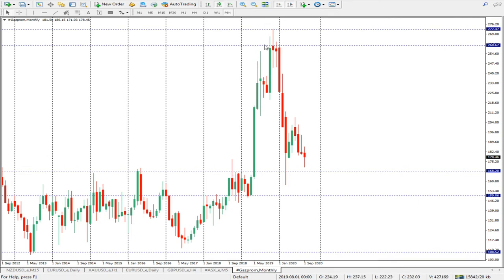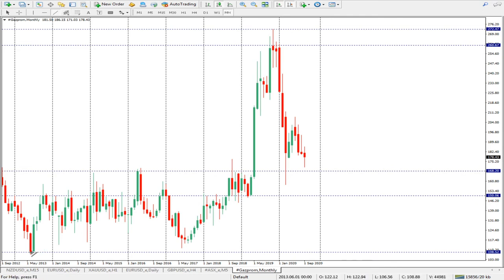Then there's the main resistance which you had previously, this one, and then you have a support which was supposed to be used as support here, but that did not happen. So those are the only horizontal levels I'm looking at on this chart. Now we'll derive some shapes out of the chart which you have.